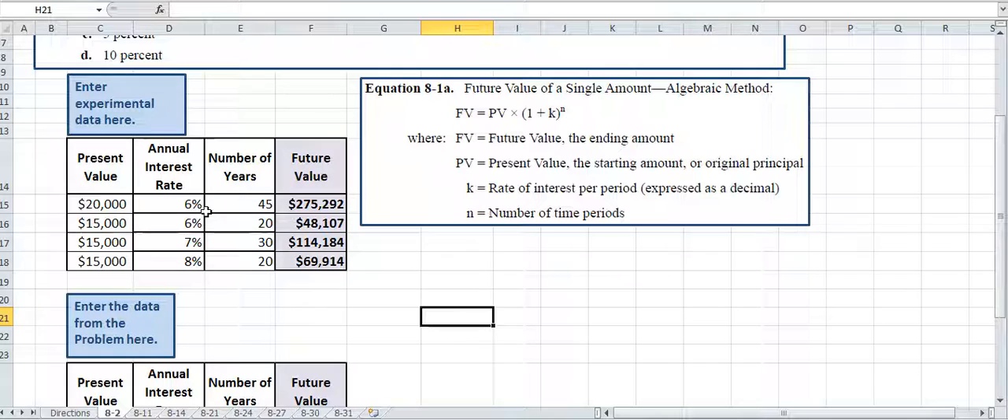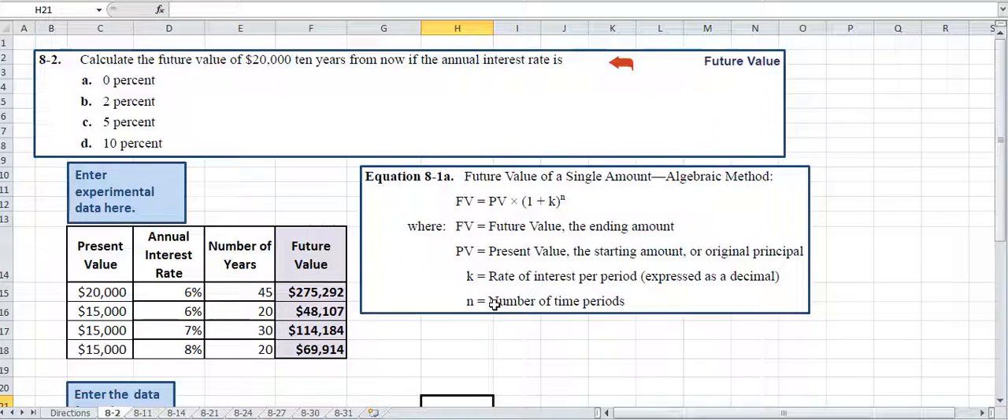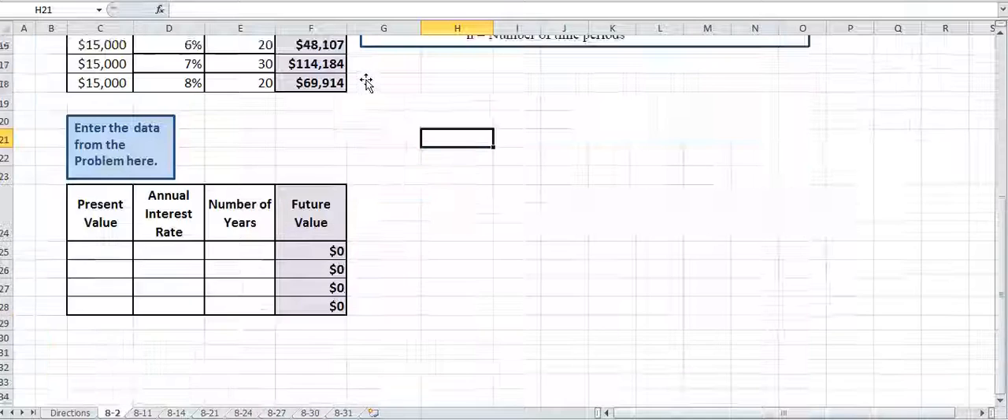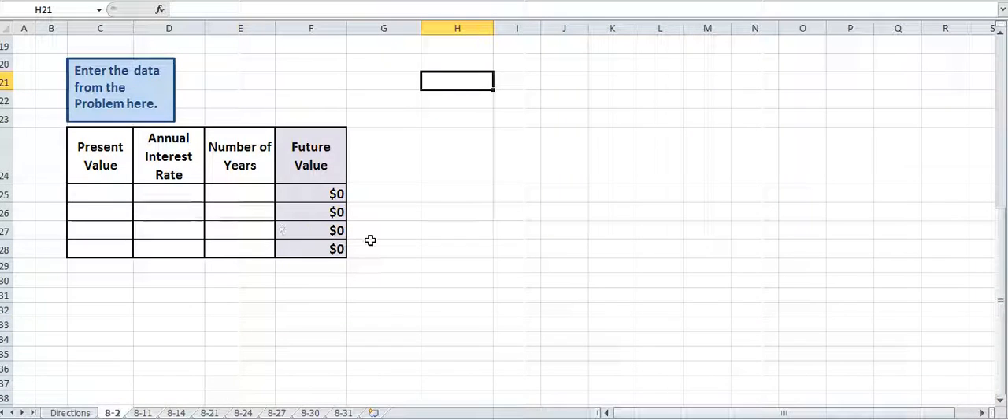So as you can see, the interest rate over a longer period of time makes a huge difference, because the curve kind of looks like that. It starts off slow, and then as the years go by, it picks up speed. Okay, so just remember, you'll be fine with this one as long as you make sure you get the right data from the problem down here.